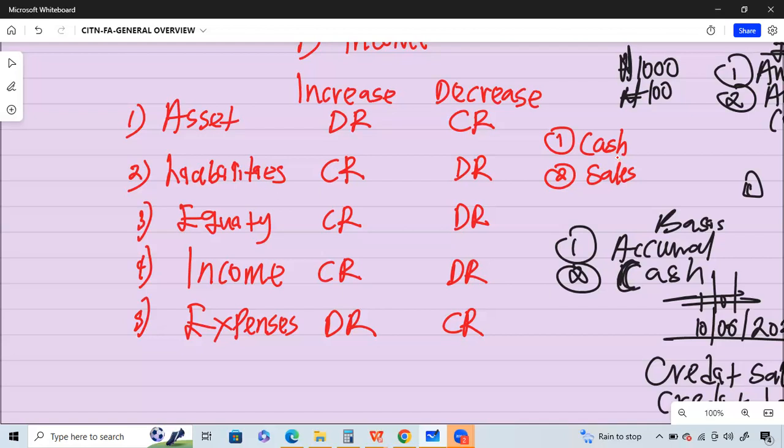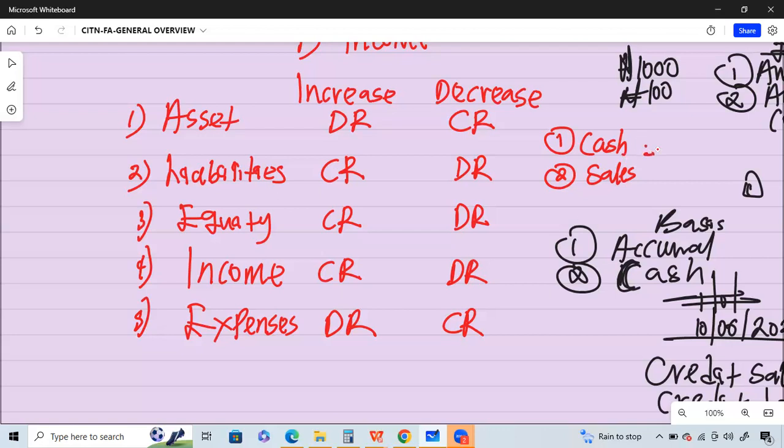Now, the next thing you're going to do, if you are posting a transaction in double entry, is to know the account that is affected by this transaction. That's the first thing you need to learn how to do. A cash sales of 1,000 naira. The accounts that are affected are the cash account and the sales account.